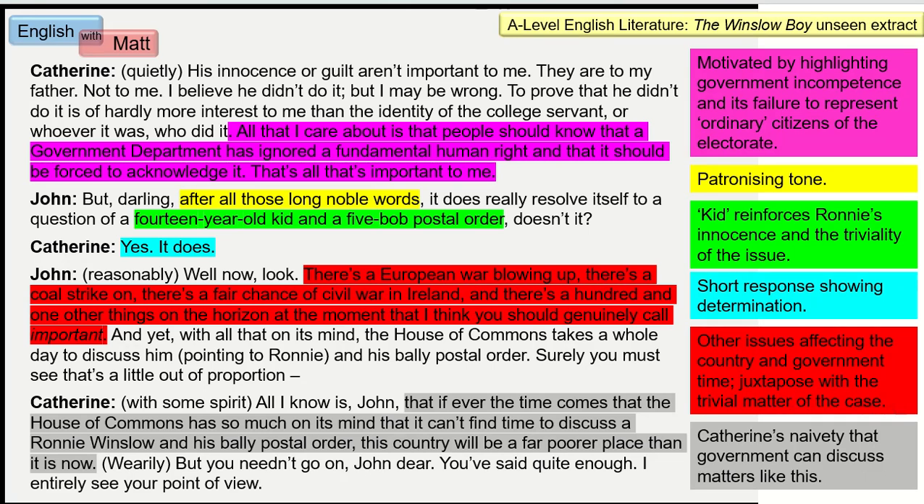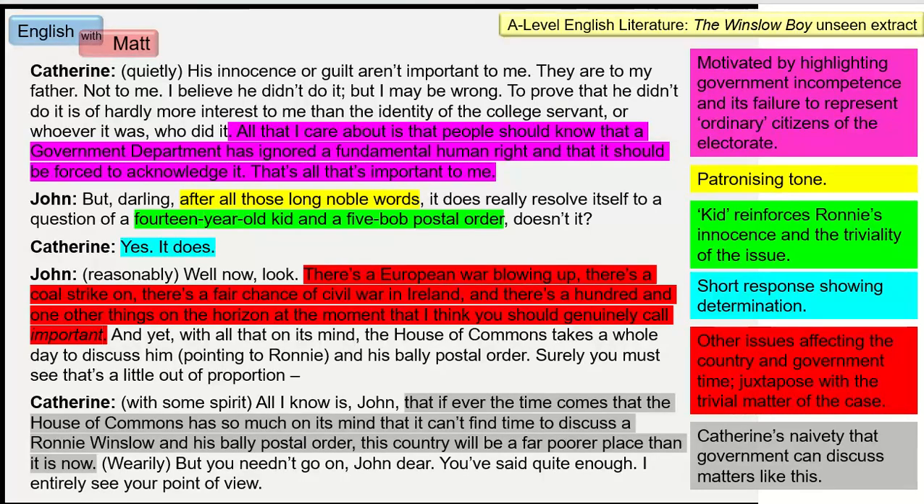This is a society that's entering quite a tumultuous political time, as was the case around the beginning of the 20th century, not just with the First World War, but also the Second World War that followed afterwards. So in John's mind, this is much more serious. This is what our elected government should be talking about, not, as he says, a 14-year-old kid that stole a 5-bob postal order. So this triviality juxtaposed with this kind of ominous war and other issues on the horizon. Of course, in green there, the word kid reinforces Ronnie's innocence, but also perhaps John's patronising tone.